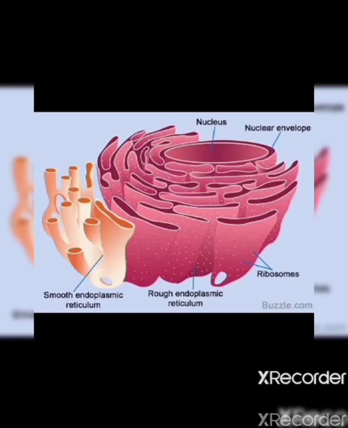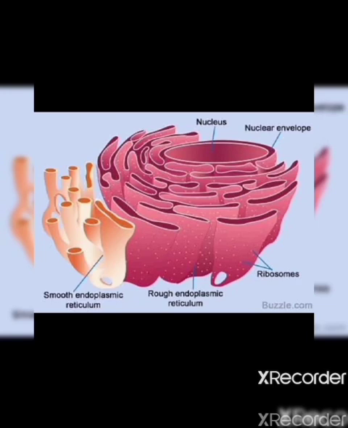Now next one, endoplasmic reticulum. In front of you there is a structure of endoplasmic reticulum. Endoplasmic means within the plasm and reticulum means network. So it is a network of tubular, tube-like and flat vesicular structures in the cytoplasm. The tubules and vesicles are interconnected with each other. It makes up approximately 12% of the cell volume.